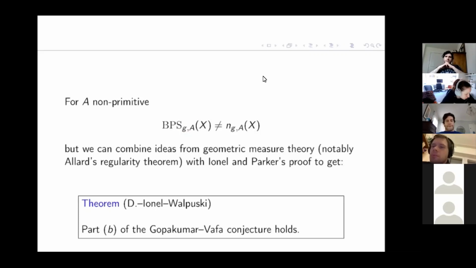So this is a new result with Eleny Ionel and Thomas Walpuski. And actually this proof, because it is modeled on the proof of the first part of the conjecture by Ionel and Parker, it actually proves at the same time both parts, the integrality part and the finiteness part.